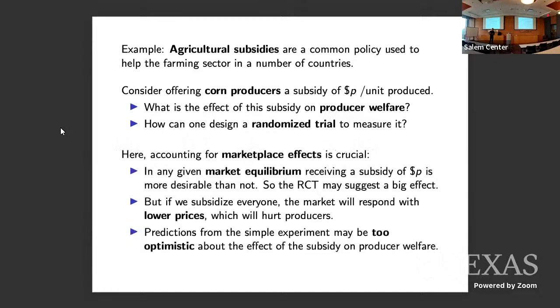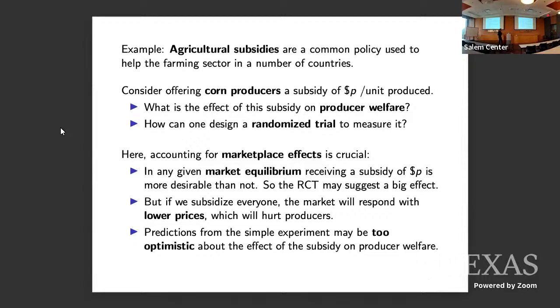You could imagine running a small study where you randomly subsidize some farmers and you don't subsidize anyone else. This is easy to do. You can compare how the subsidized versus unsubsidized people did in your study, and you might find that the subsidized people were very happy. And who wouldn't be, right? You're in a marketplace where you're getting subsidized to produce something that no one else is getting subsidized to produce, so you're going to make a lot of profits.